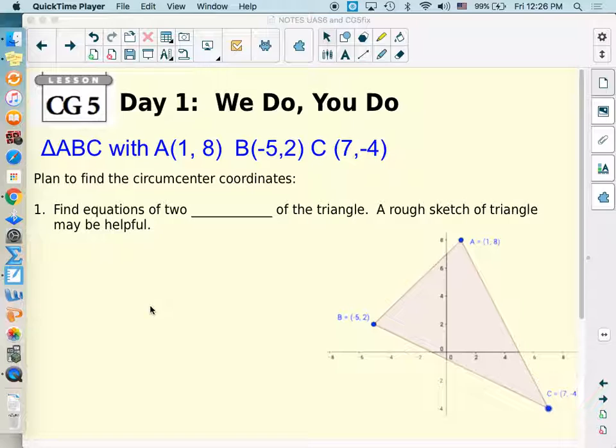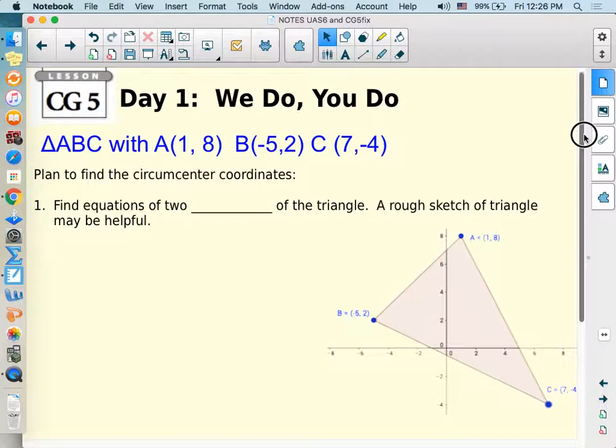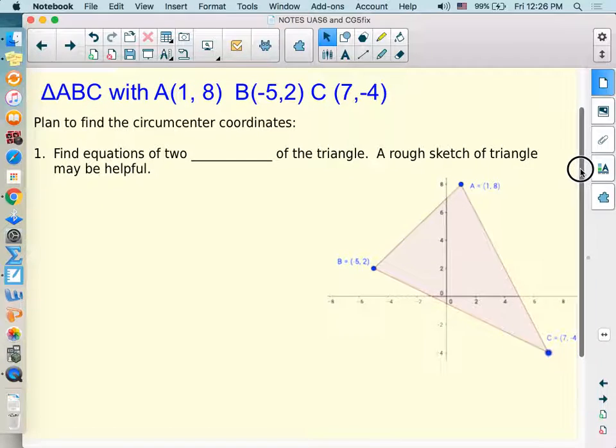Please keep in mind you should stop the video, catch up, and take good, careful notes neatly. Then on the other side, once you finish the video, you have one task to complete. Think of it as your practice or assignment task to work on this. There will be a second day on Coordinate Geometry 5.